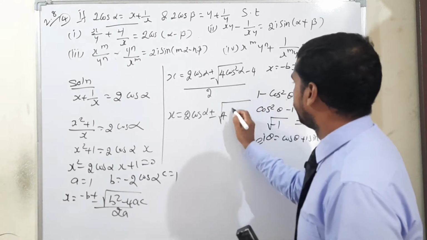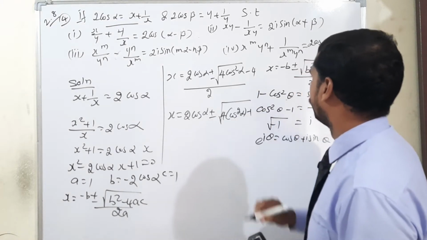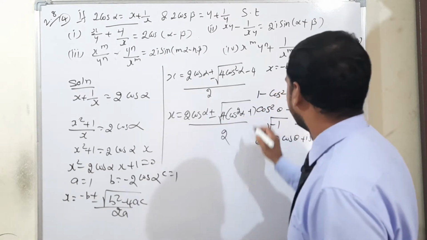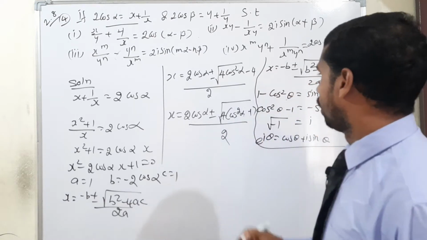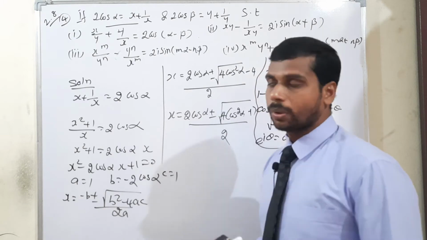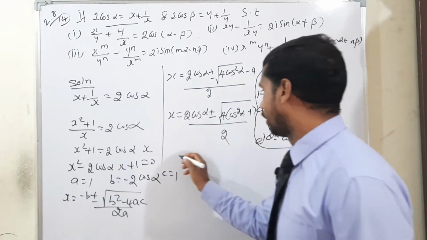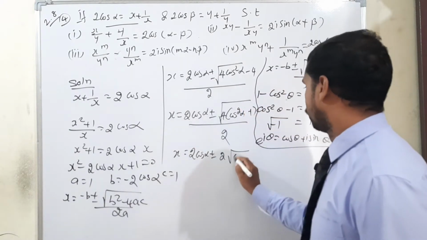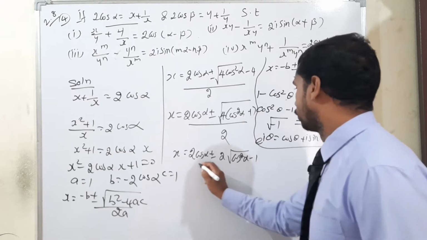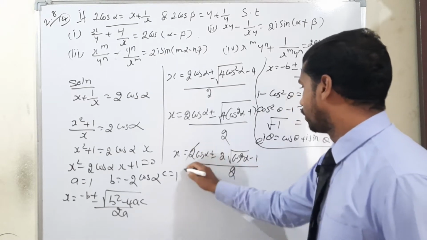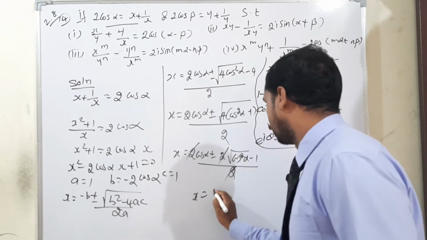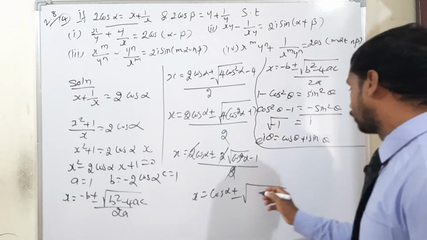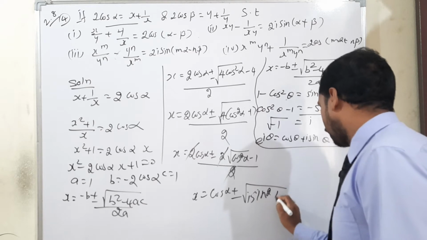4 taken common outside, so cos square alpha minus 1 will come, isn't it? Now the square root of 4 cos square alpha minus 1, the whole term divided by 2. Again 4 taken common outside, the square root of 4 is the perfect square 2. So 2 taken common outside, therefore x is equal to 2 cos alpha plus or minus 2 into the square root of cos square alpha minus 1, divided by 2. Each and every time 2 is there, so the 2 cancels. So x is equal to cos alpha plus or minus the square root of cos square alpha minus 1, which is equal to, what is the value? Minus sin square alpha.